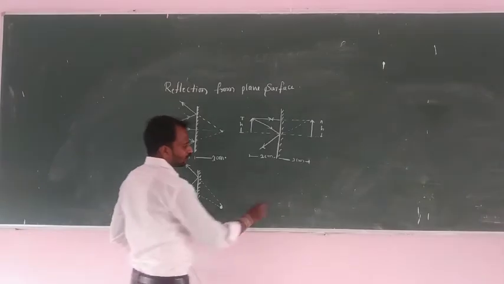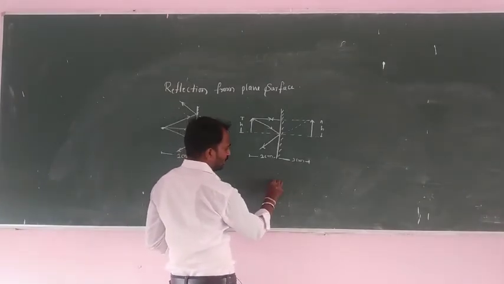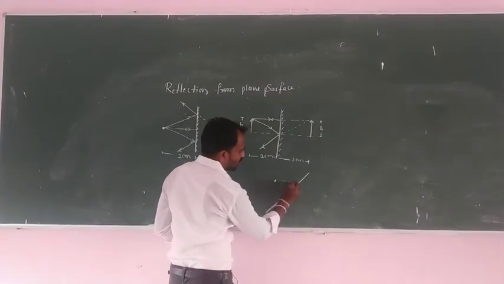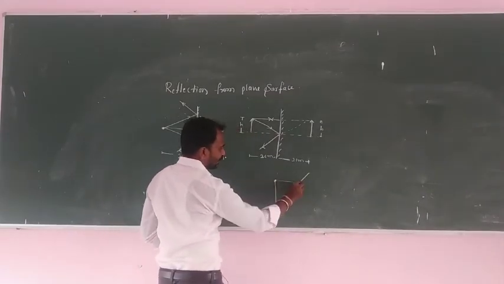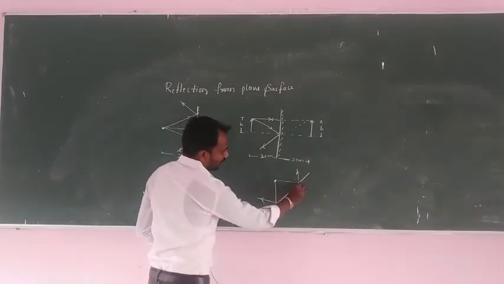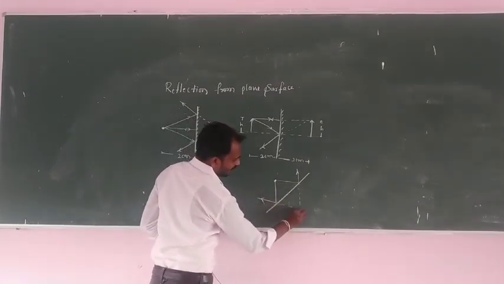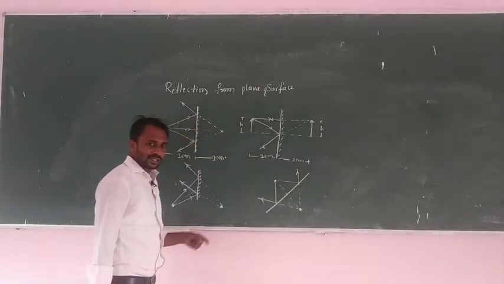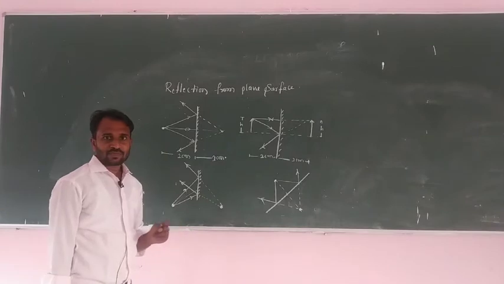Another one. Suppose this one is the object and this one is a mirror. So these two we consider incident light rays. Then if we extend these light rays, here we will get an image. The object and the image.